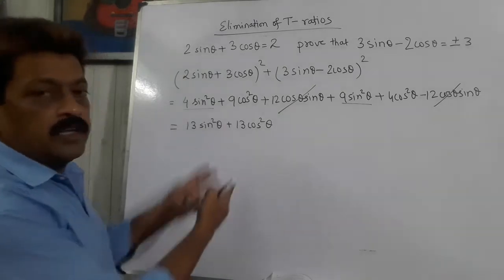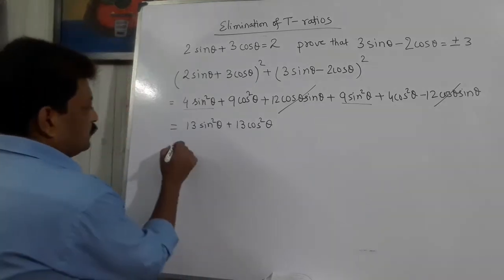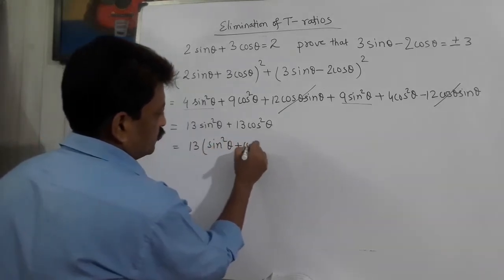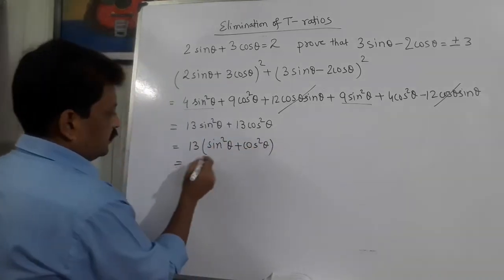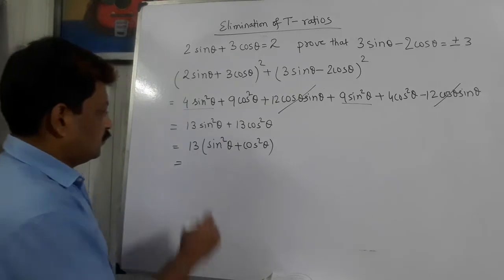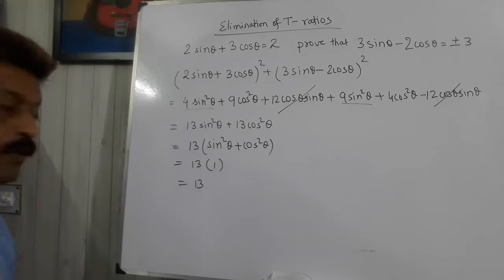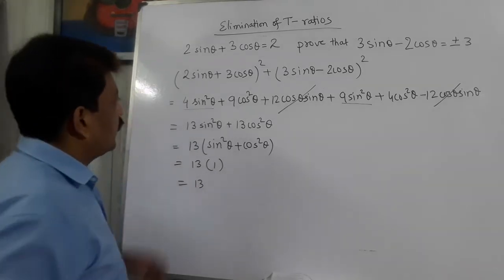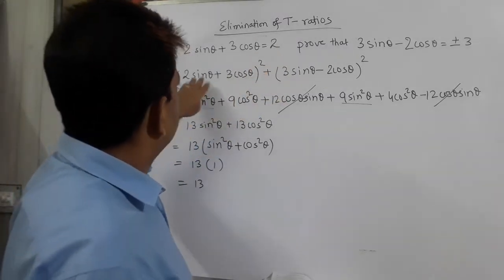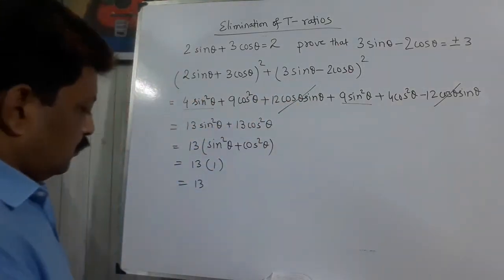So now it is clear from this step. Here we have to take 13 as common. Inside the bracket it will be sin square theta plus cos square theta, and this is an identity where sin square theta plus cos square theta equals 1. So 13 multiplied by 1 gives 13. This is the value we have got after squaring and adding 2 sin theta plus 3 cos theta and 3 sin theta minus 2 cos theta.